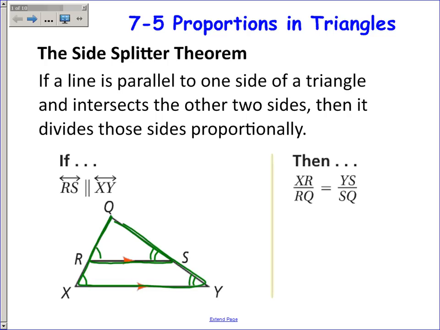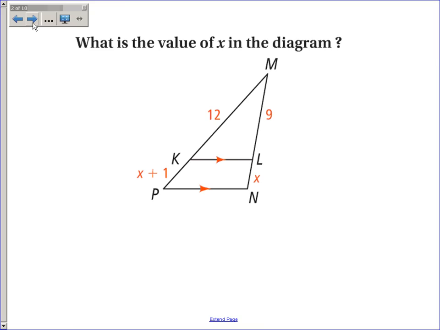But those aren't the lengths that we're looking at in the side-splitter theorem. We're looking at this piece and this piece and this piece and this piece. So if you think about the overall big triangle, you are taking off a piece that is proportional to this piece. That has a common ratio. And because you're taking off those pieces with a common ratio, what you're left with are sides that are still proportional to each other. Okay, that's the side-splitter theorem. Let's look at some problems to help you really see how that's used.